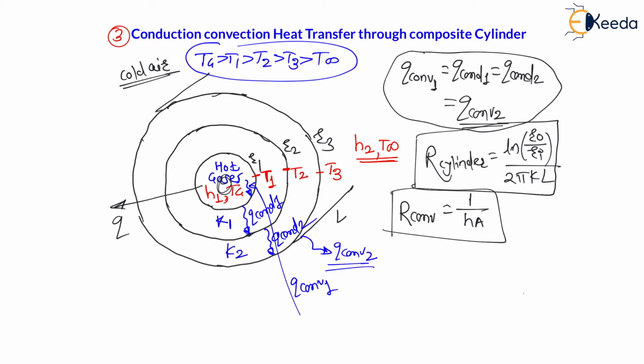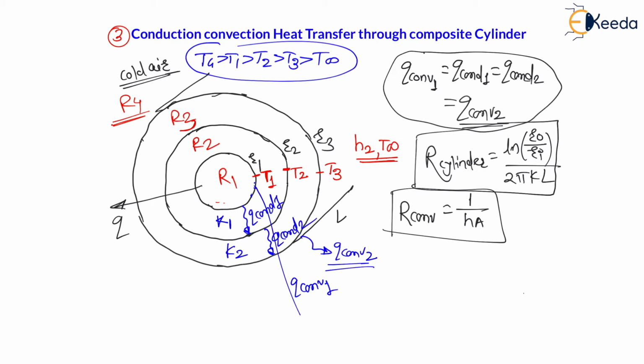Let us say, for the inside surface and the wall, there will be a convection resistance R1. Then for the first cylinder, there will be a conduction resistance R2. For the second cylinder, there will be a conduction resistance R3. And for the outside surface and the outside cold air, there will be a convection resistance R4. There will be four resistances.